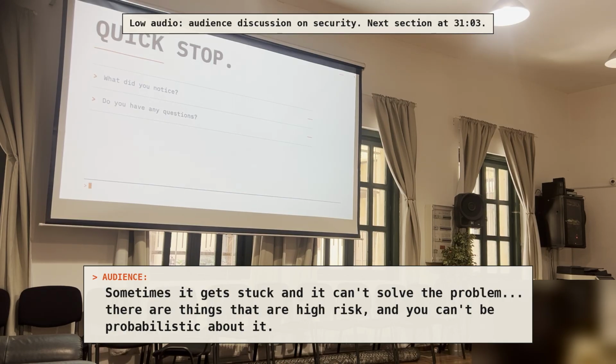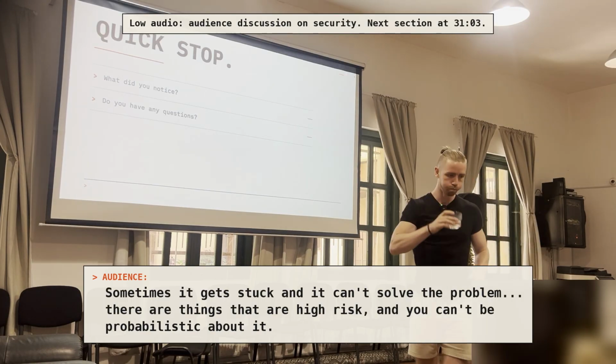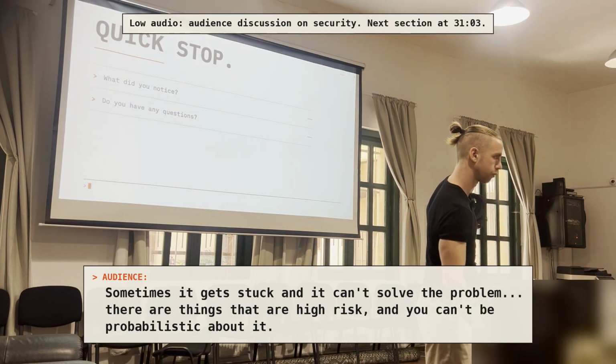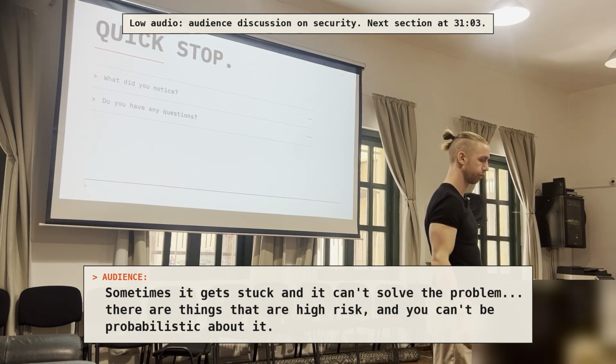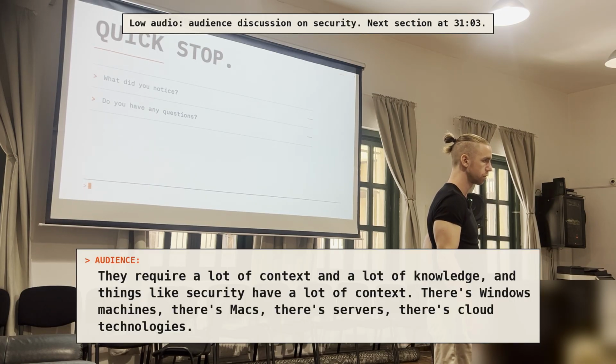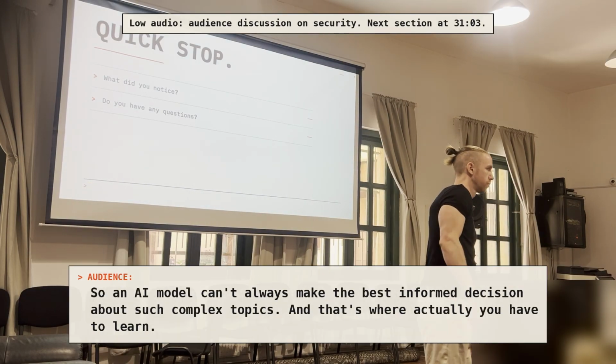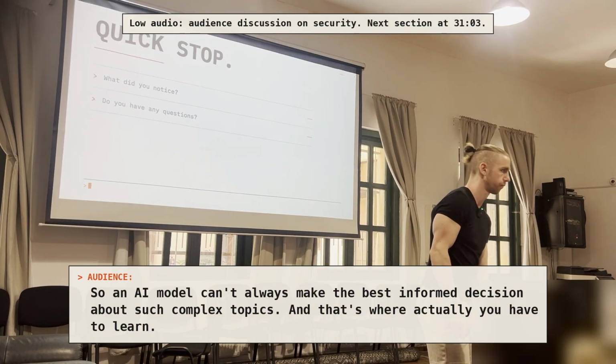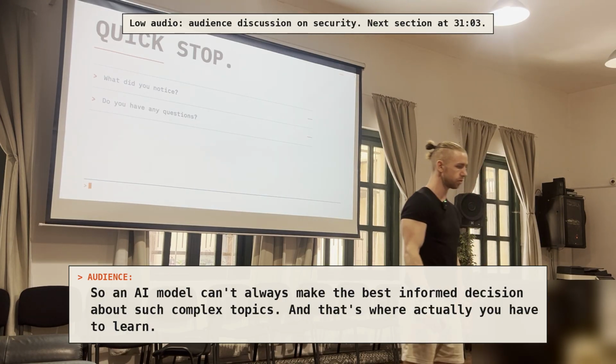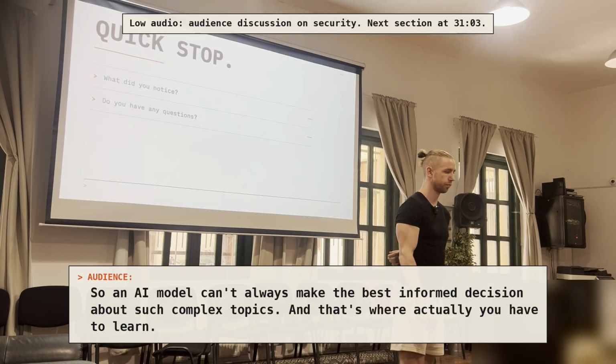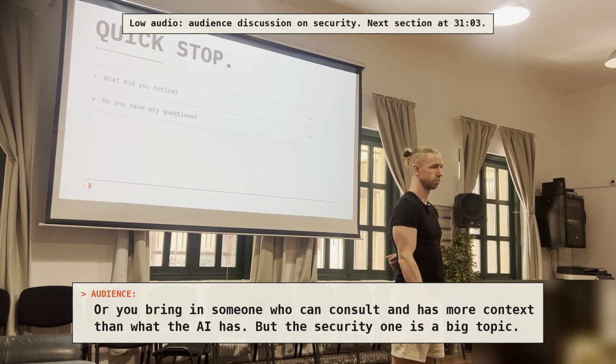But I think the question you had before about security is actually very important, because there are things that are high risk and you can't be probabilistic about them, and they require a lot of context and a lot of knowledge. Security has a lot of context: there are Windows machines, Macs, servers, cloud technologies. So an AI model can't always make the best informed decision about such complex topics, and that's where you have to learn, or bring in someone who can consult and has more context than the AI has.